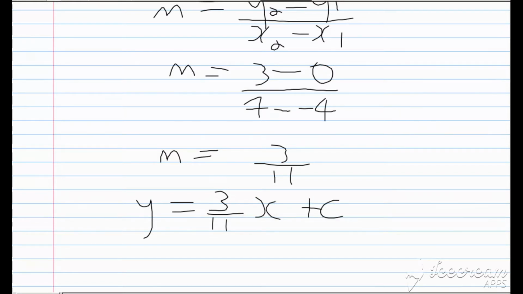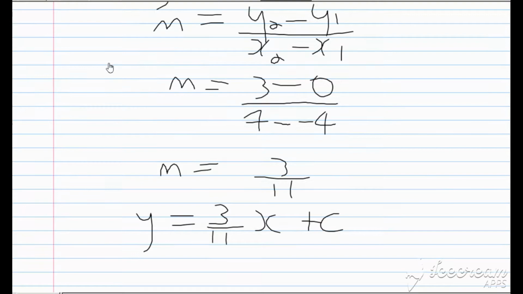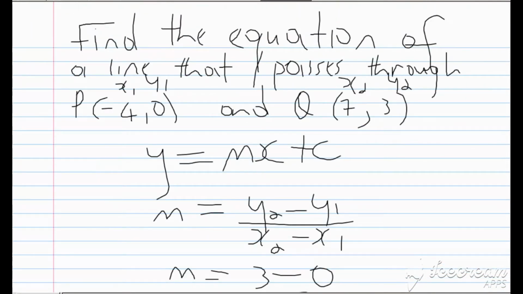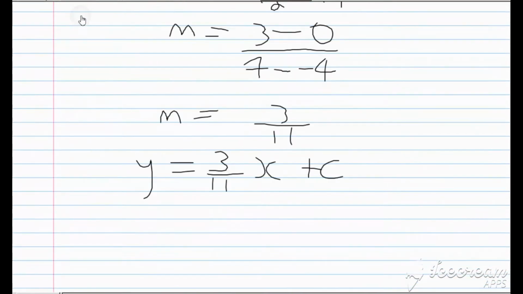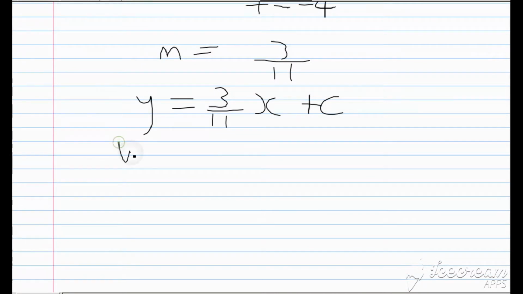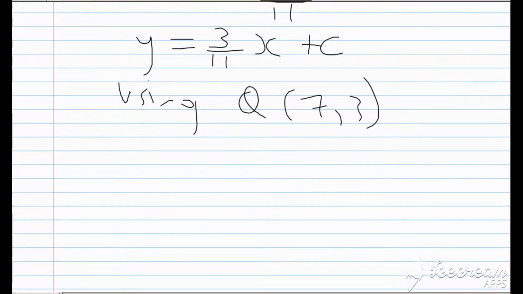I need to find c. As we said to you before, we simply need to select a point on the line. You can choose any one. I can work with (-4, 0), or I can work with (7, 3). Let me work with (7, 3) in this case. So I'm going to be using Q, which is (7, 3). What does it really mean? It means that when x is 7, y is 3.